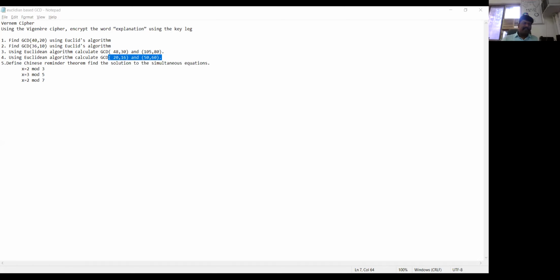For example, the first equation I'm considering is x equal to a1 mod m1. When we talk about the modulus operation, we are going to get the remainder after certain operations. Very similarly, if you have a second equation.